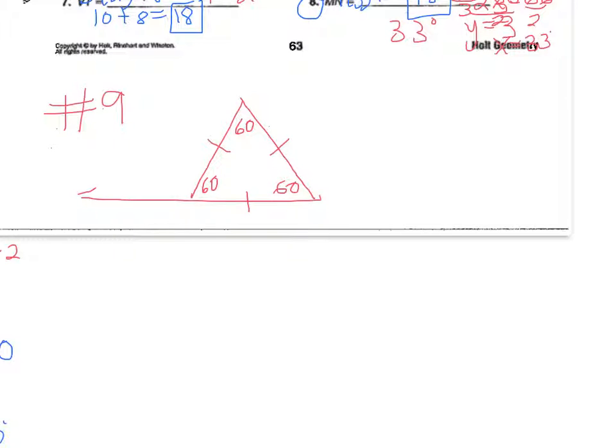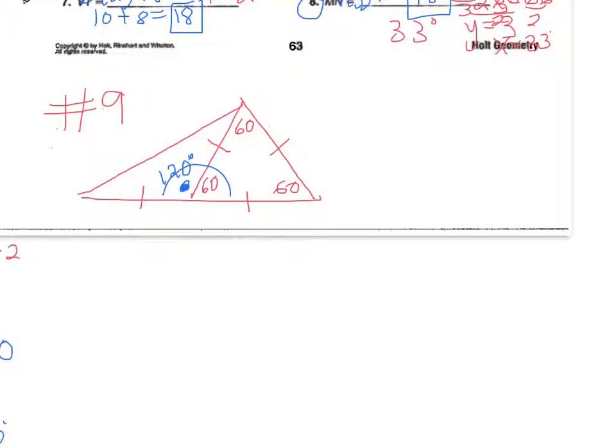Now you have an isosceles triangle. What can you say about the linear pair that you have here? How much is the other angle supposed to be? 120. So that angle is 120.